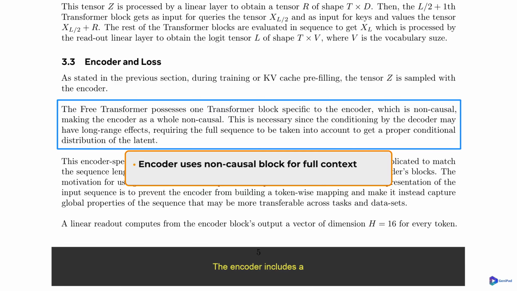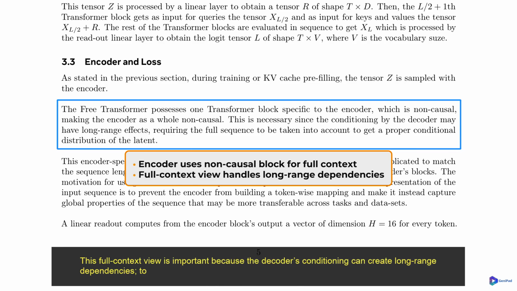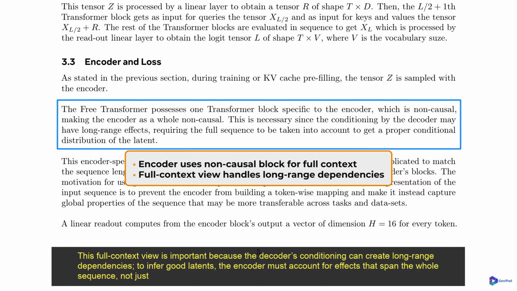The encoder includes a dedicated non-causal block that can see the entire sequence at once. This full context view is important because the decoder's conditioning can create long-range dependencies. To infer good latents, the encoder must account for effects that span the whole sequence, not just the past.